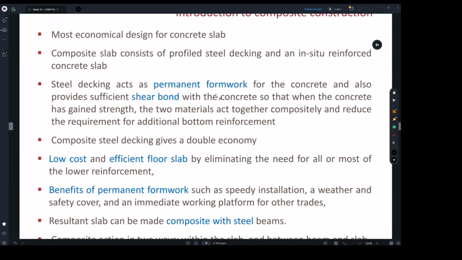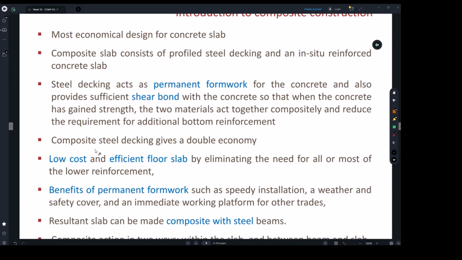Right, so as I've already discussed, the design concept is that there is a shear bond between the bonding sheets. From the top, there are always grooves on top of the sheets that will ensure there is actually a bond between the gray concrete and the metal deck. And as I've discussed with you, we need to make sure the two materials act together compositely to reduce the requirements of additional reinforcement.